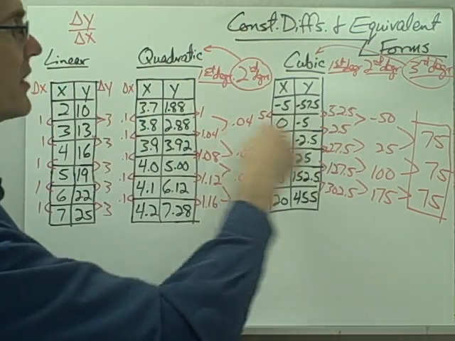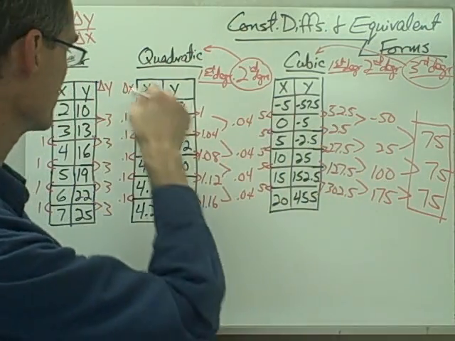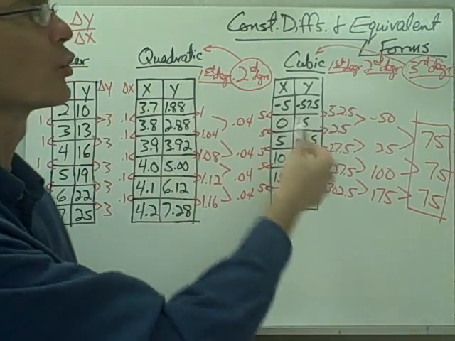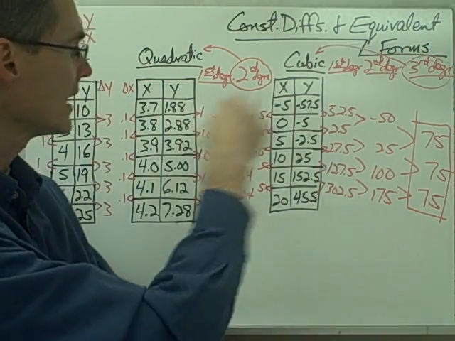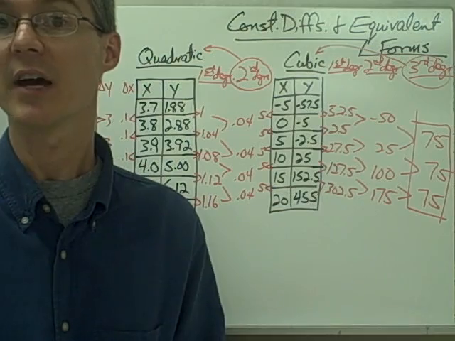So I can use this method, which we call constant differences, to determine the degree of a polynomial if I'm given a table of xy values.